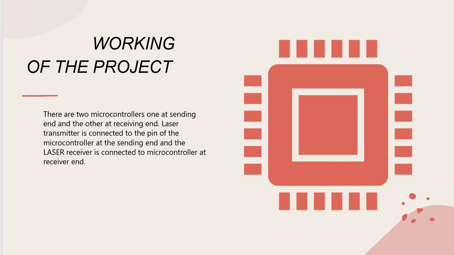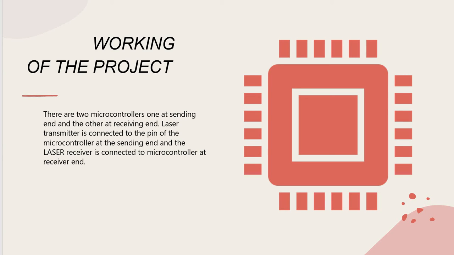So now I will be telling the working of the project. There are two microcontrollers, one at the sending end and the other at the receiving end. The laser transmitter is connected to the pin of the microcontroller at the sending end, and the laser receiver is connected to the microcontroller at the receiver end.